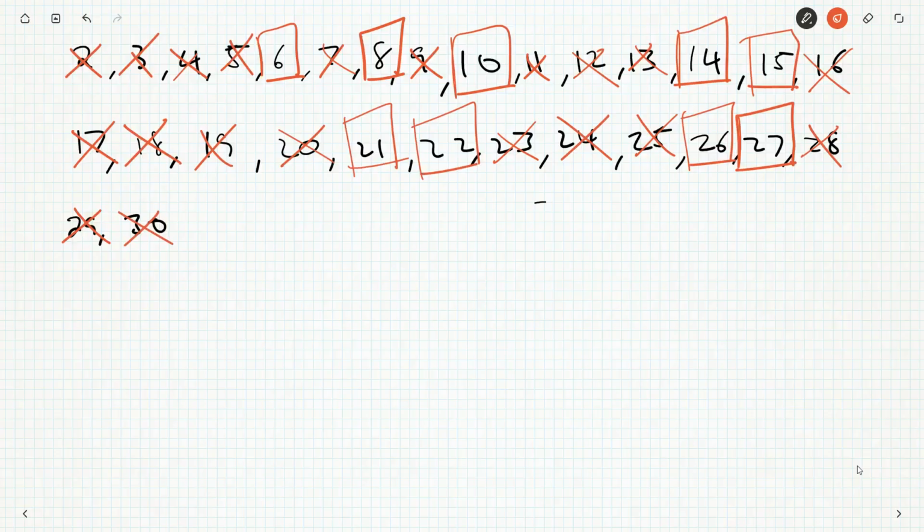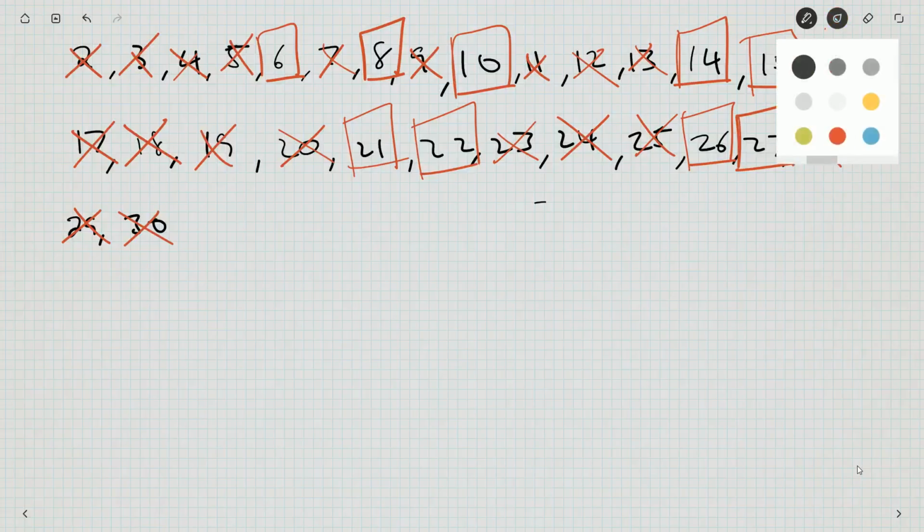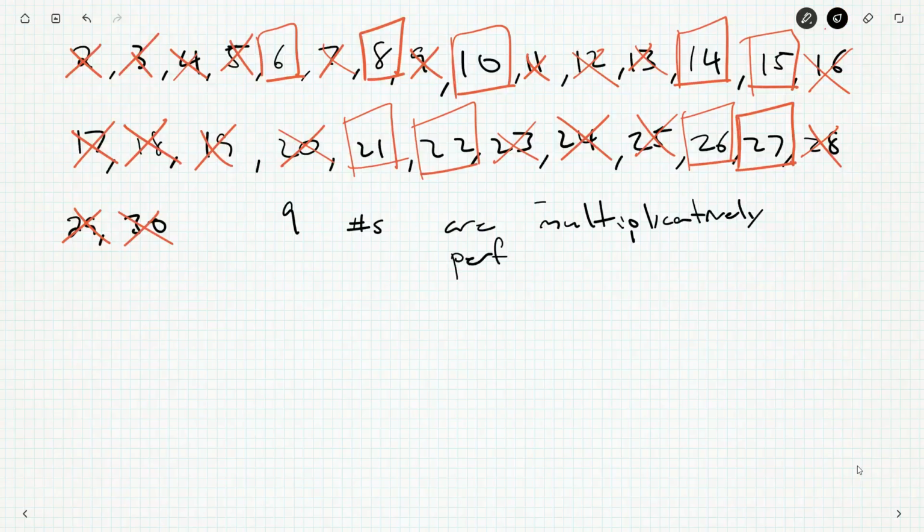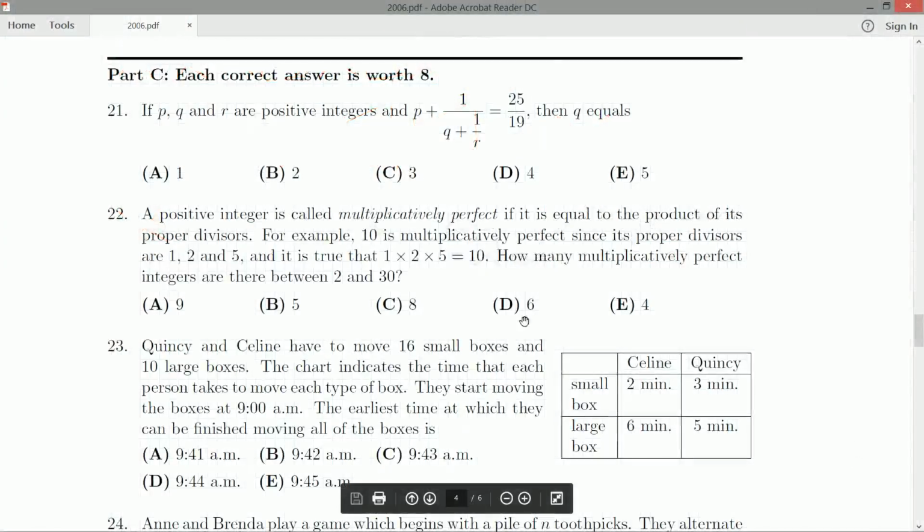So that's 1, 2, 3, 4, 5, 6, 7, 8, 9. So we've got 9 numbers in this range that are multiplicatively perfect. All right, and that gives us an answer of A.